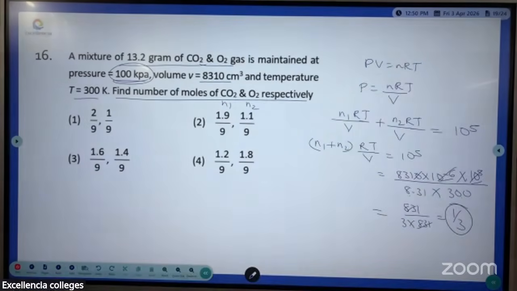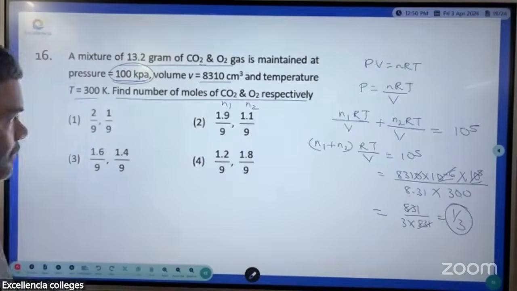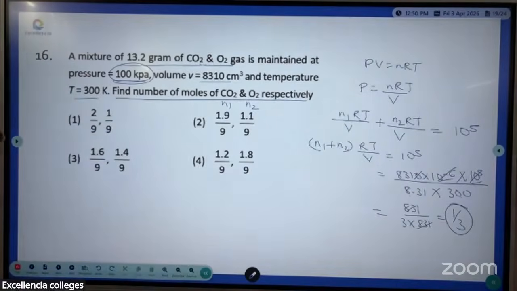So the number of moles of both of them is going to add to become 1 by 3. This option is also giving me 1 by 3. This option also gives 1 by 3. All the options are giving me 1 by 3, so we have to solve something.